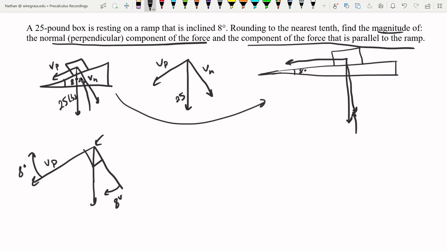So what we want to have is each of these components compared to this. So we know that this here is 8 degrees. The way that the forces work is that we're going to have this triangle here. This is 25 pounds. And this one here is the normal force, and this is the parallel force. These are right angles to each other. It's the same as right angles here and here. It's all the same. And this is 8 degrees, which means this one must be 82 degrees.